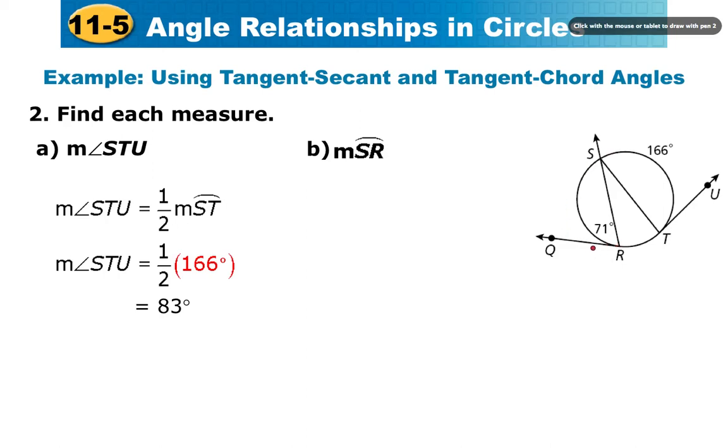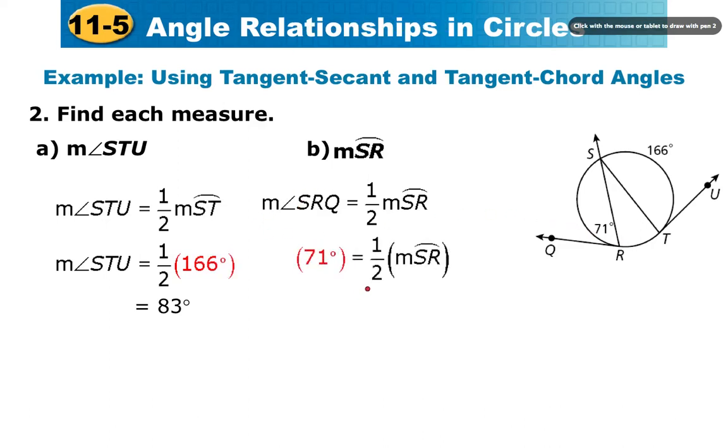Part B, they want you to find SR. I apply that same theorem. SRQ is given to us, which is 71 degrees. We substitute that in. Multiply both sides by 2. And that's how we get the measurement of SR. We're done with problem number 2.